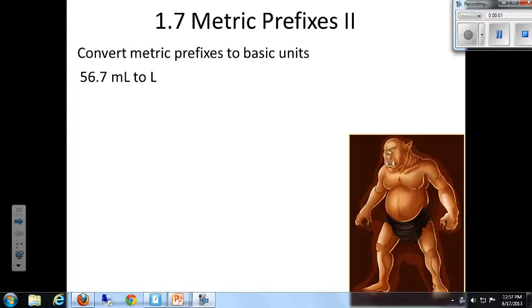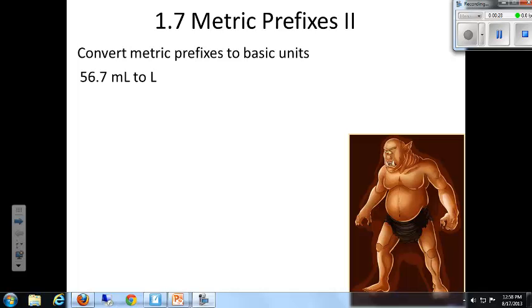All right, metric prefixes part 2. So hopefully you've had a chance to look at part 1. And I can promise, more Greek mythological monsters in this one, so I'm sure you'll be excited about that. We still want to talk about metric prefixes though, because we know what they are, but we want to know how to handle them, how to use them in equations and do conversions and stuff like that.